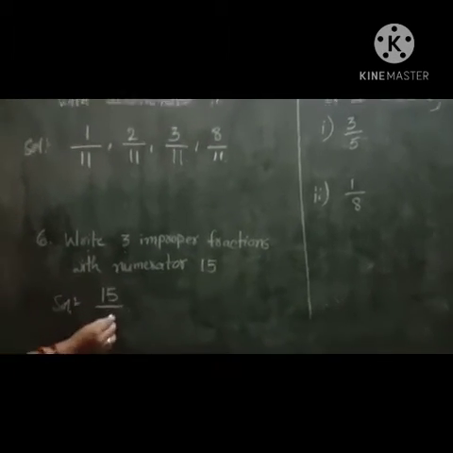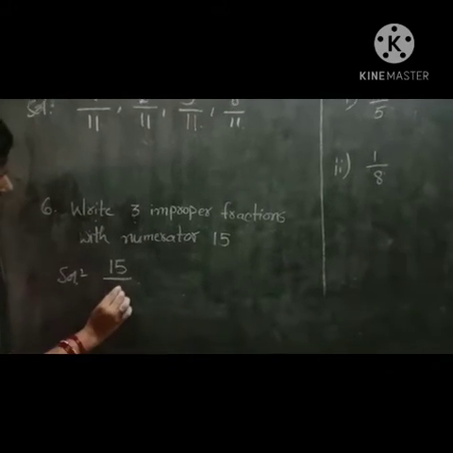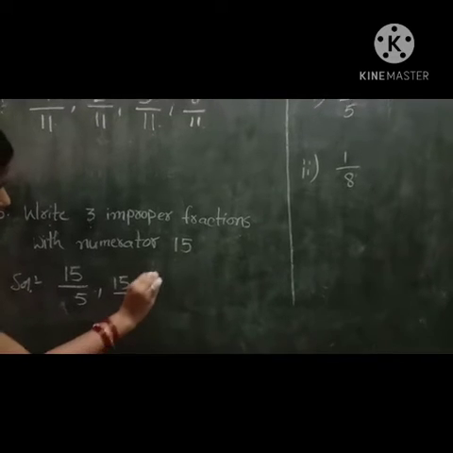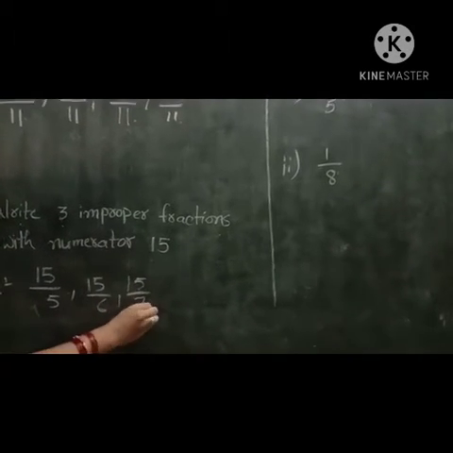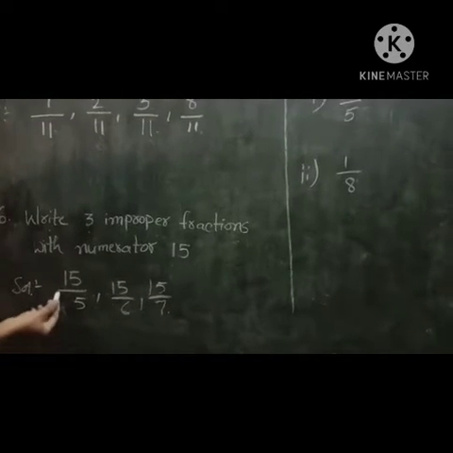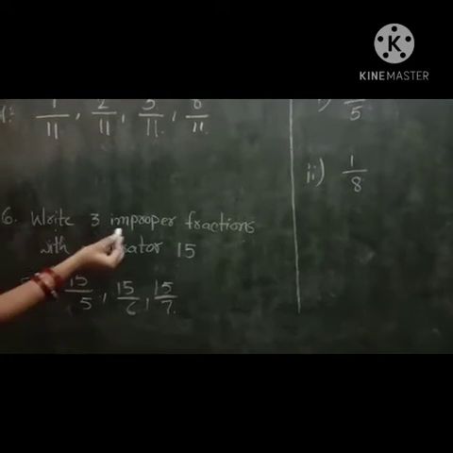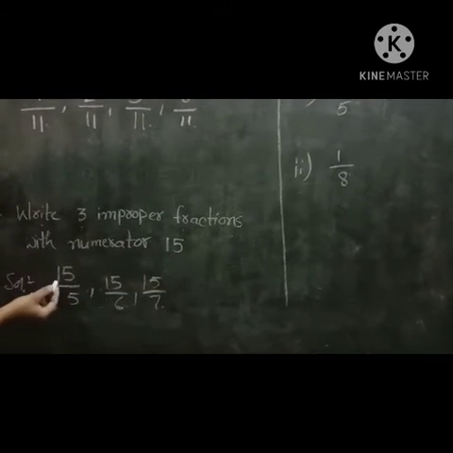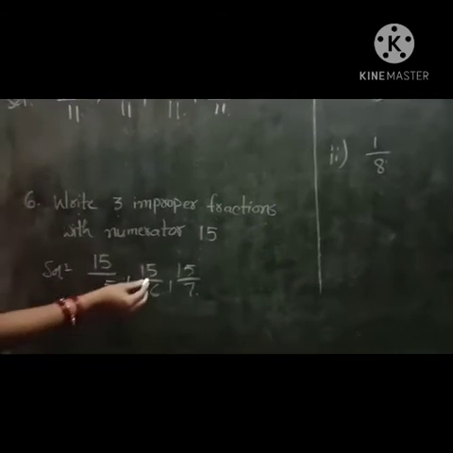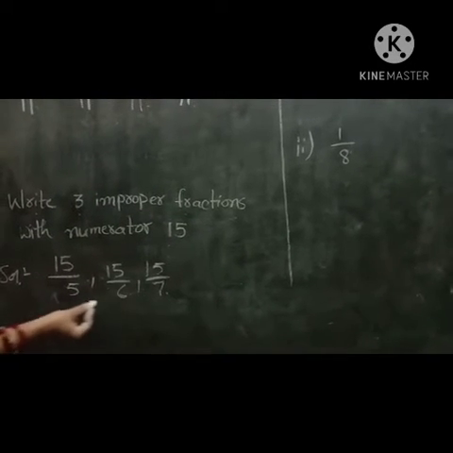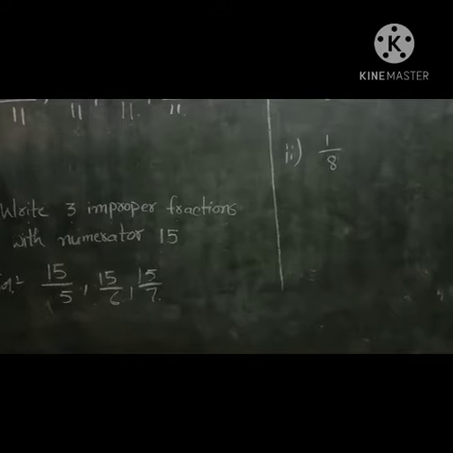Tell me numbers smaller than 15 here. Yes, 5, 15 by 6, 15 by 7. These are the improper fractions by using which number? 15. Write three improper fractions with numerator 15. Here we wrote numerator 15 and only we have to change the denominator numbers smaller than 15.